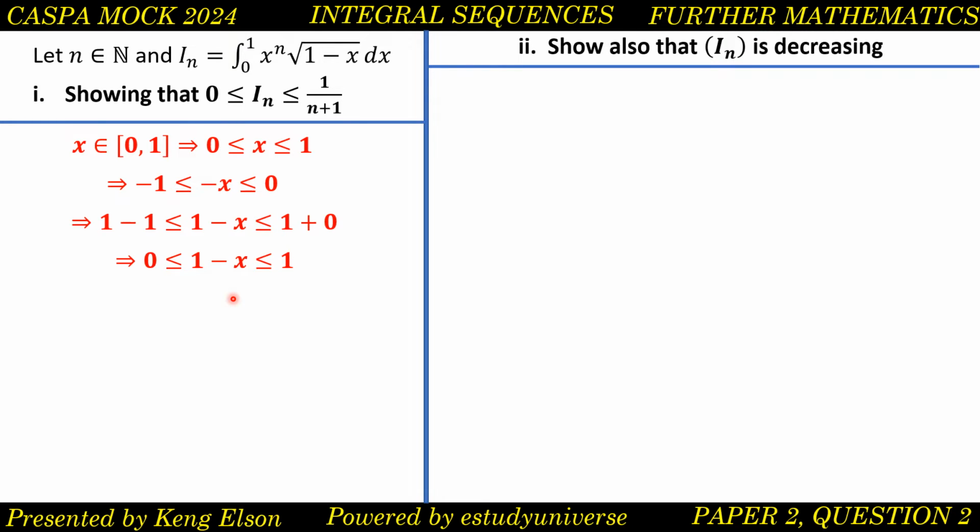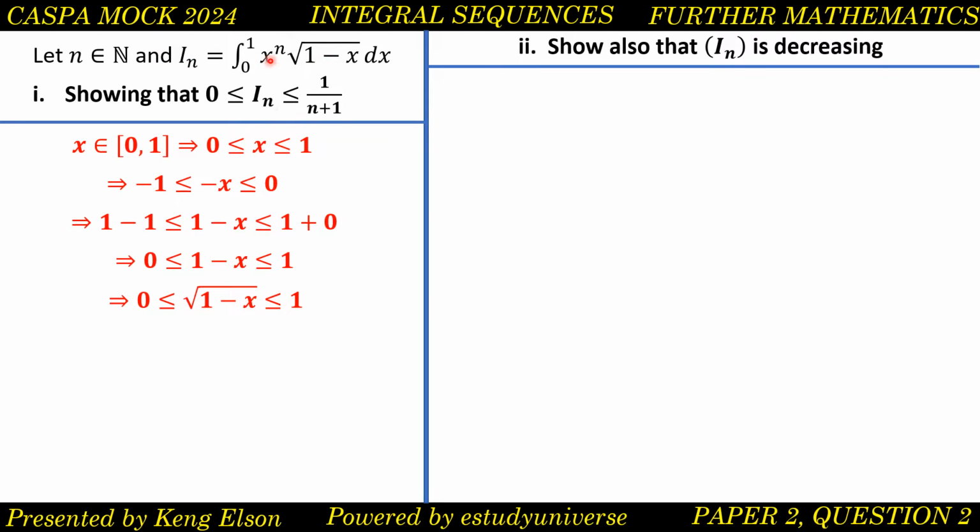All right, and the square root function is an increasing function. So it means that we can take the square root all through, and since it is an increasing function, the inequality signs will remain intact. So from here, if I take the square root all through, the square root of 0 is 0, I'm going to be left with the square root of 1 minus x, and the square root of 1 is 1. Now I'll need to multiply all through by x to the n so that I get the integrand, before I integrate all through and get my I_n.